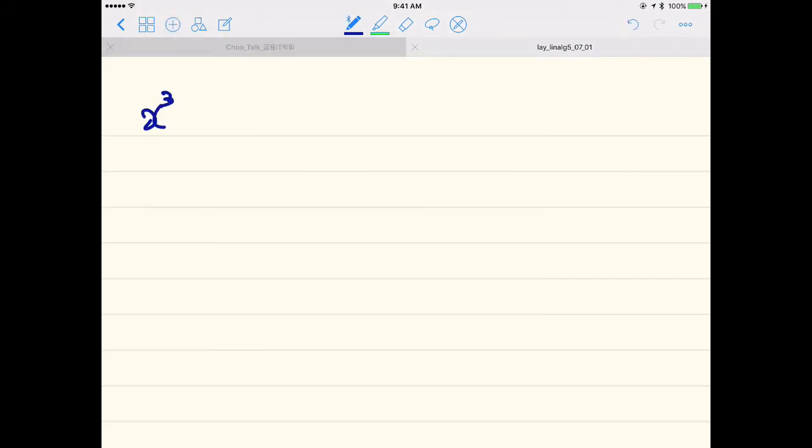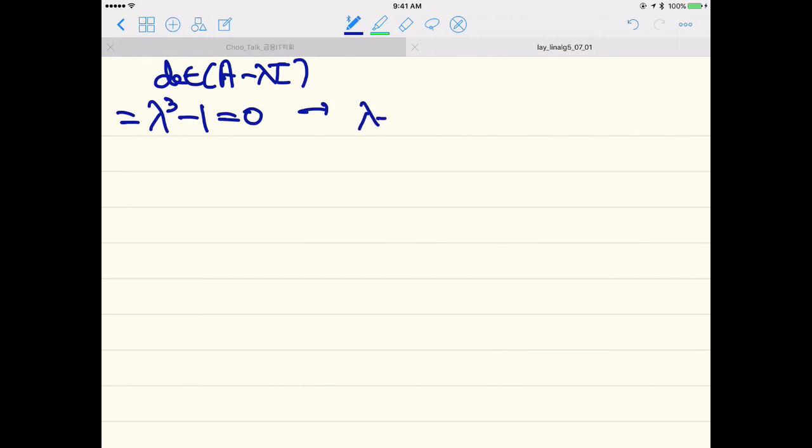Suppose you have this characteristic polynomial, which came from the determinant of A minus lambda I, of course. In this case, you have lambda minus 1, and lambda squared plus lambda plus 1. And that's it when you consider only the real eigenvalues. So in that case, you will have 1, if we exclude complex numbers.